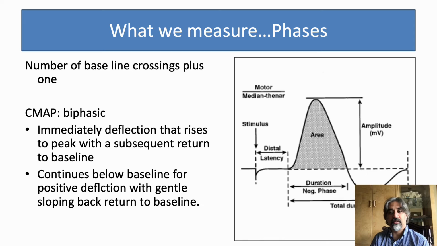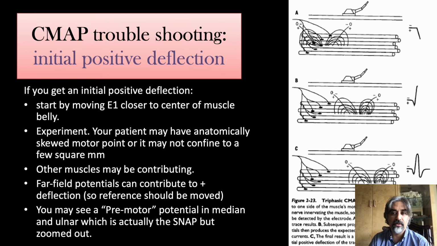Phases are defined as the number of baseline crossings plus 1. But visually, the shaded area there is the first phase of the CMAP, and it's got 2 phases. One thing you'll notice is all the CMAPs are biphasic with an initially upgoing deflection. If you do see an initial positive deflection or downgoing deflection, that probably means your technique is subpar. And here are some tips for troubleshooting, as well as a diagram showing you why that's happening.